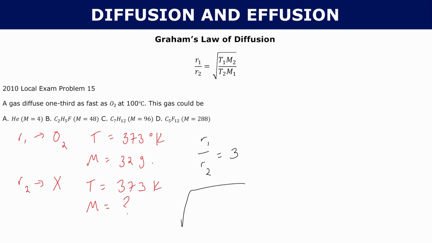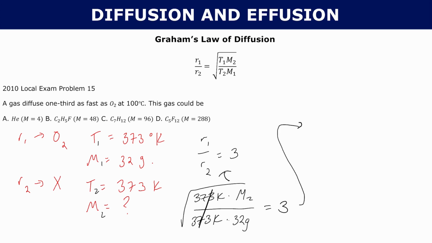This is temperature 1, molar mass 1, temperature 2, molar mass 2. We know that temperature 1, 373 Kelvin, times the second molar mass, we don't know what that is, over the second temperature, so 373 Kelvin, times the first molar mass, so 32 grams. We know all of this is going to equal 3, and that's because we found that out here. So the temperatures cancel out, and what you're left with is the square root of M2 over 32 grams is equal to 3.